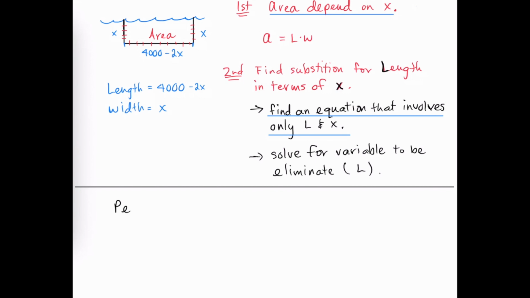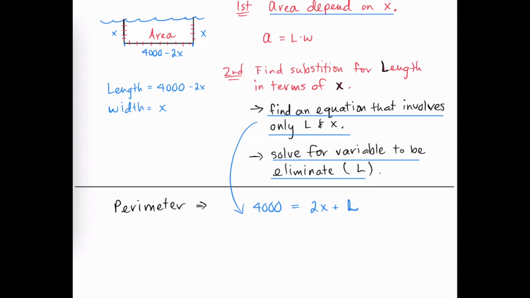However, a more mathy way to do that is to use a perimeter formula. The length of fence that we're going to be using is 4,000, and that fencing is going to be split up into two of the widths plus one of the length sides. Again, this is the equation that we're using that involves only x and L, and we're going to then solve this equation for L to come up with our substitution for L. So we'll subtract 2x from both sides, and this is how we would come up with our substitution for L algebraically.